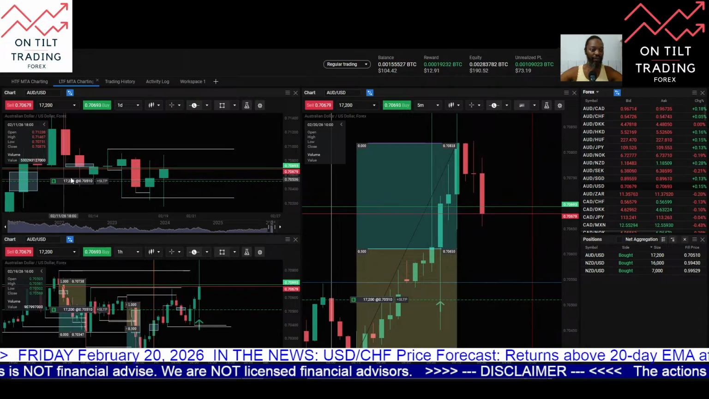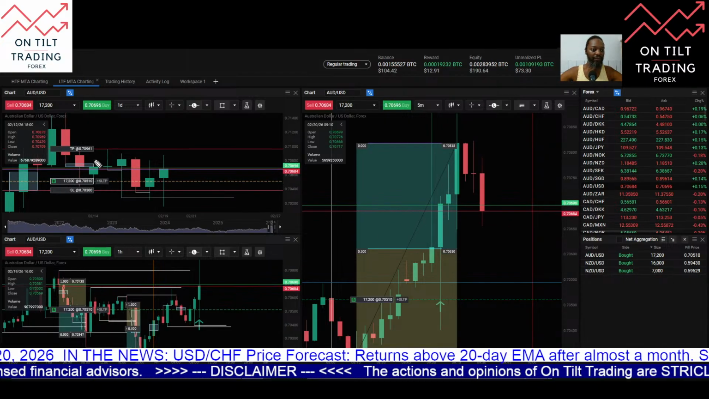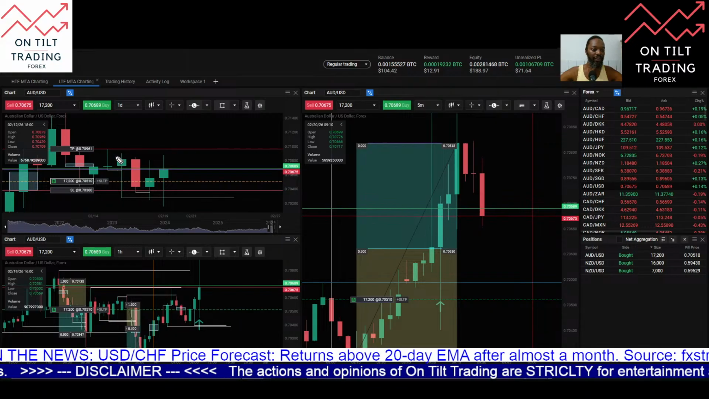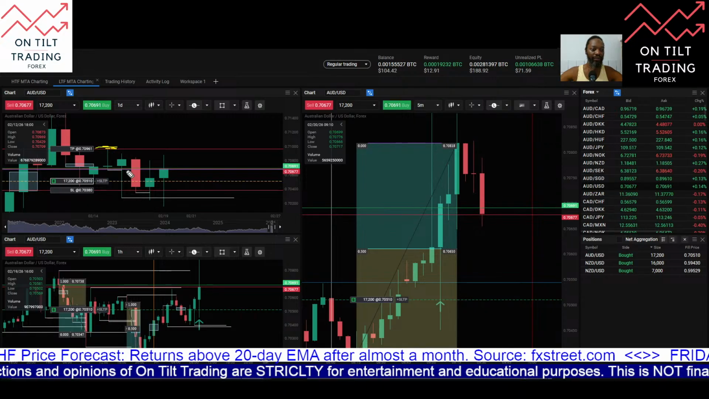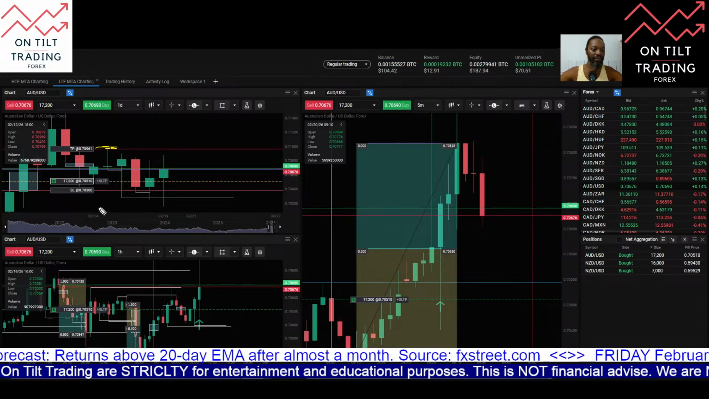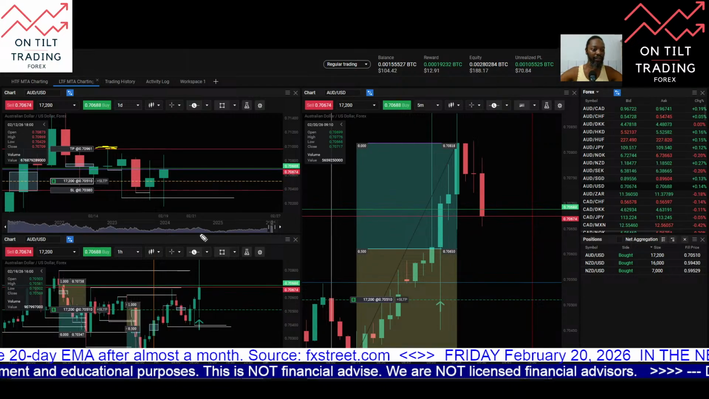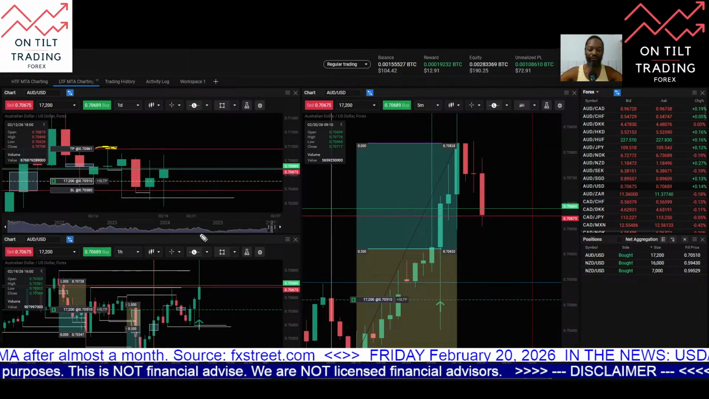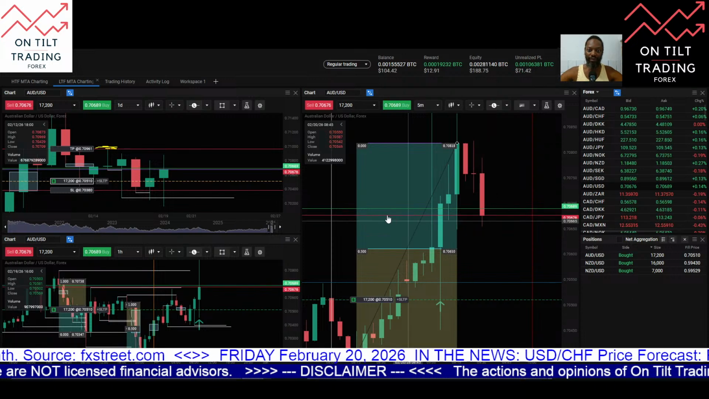And I want to see if price will redeliver to the buy side. So you can see my profit target is 0.7961, which is the high right here, and then my stop loss is 73.80, and my entry is 75.10. So we'll see how price plays out here.